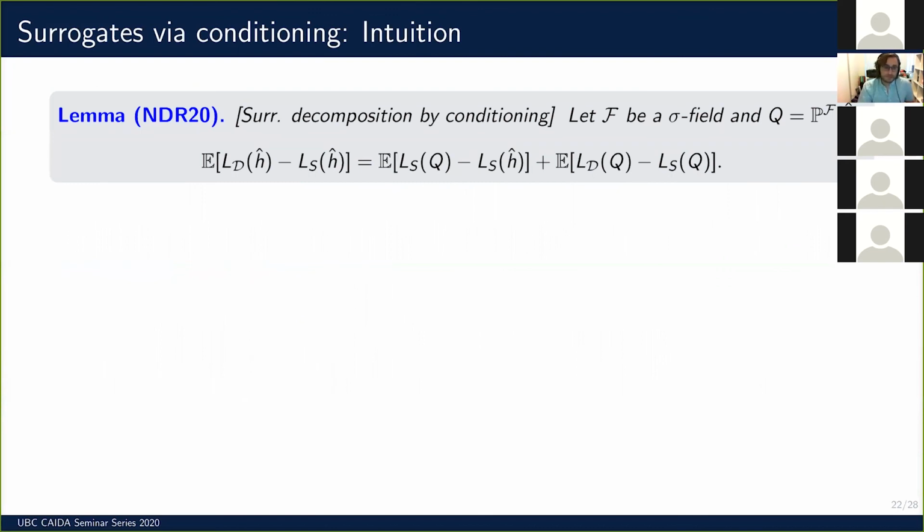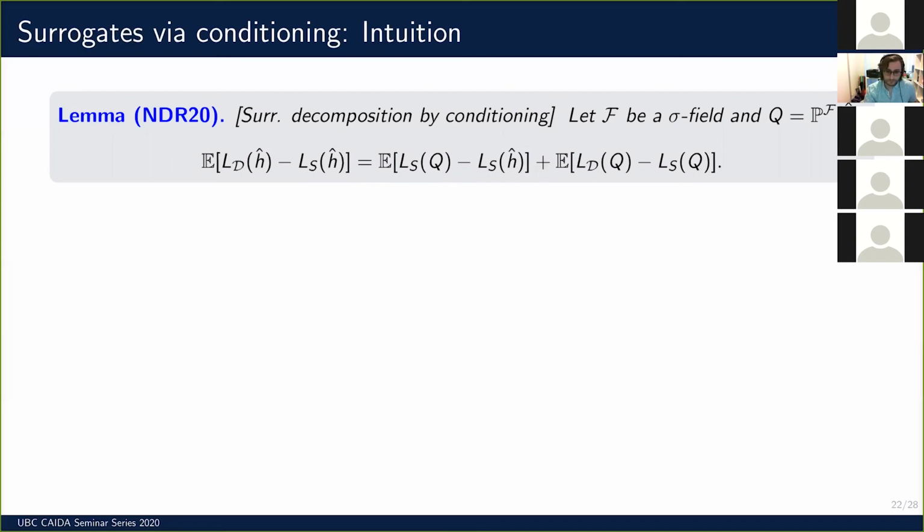So this lets us simplify our surrogate decomposition. Where once we had three terms, now we have only two. And those two terms can be described quite simply. The first one, again, is the generalization error of Q. And the second one is the excess empirical risk of Q. And in the case where H hat interpolates the data almost surely, so it achieves zero empirical risk, this term disappears, and the decomposition is just the empirical risk of Q plus the generalization error of Q.